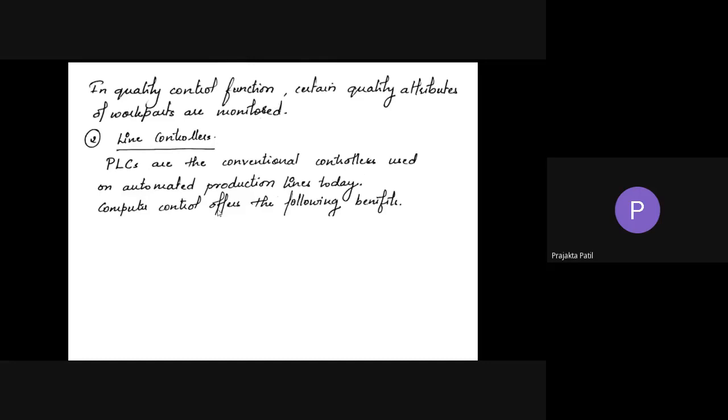here in our case it is an automated production line, PLCs are those which are conventionally used. Also there are these computer controls which we have, and they offer the following benefits. That is the computer control, they basically offer recording of data for subsequent analysis.